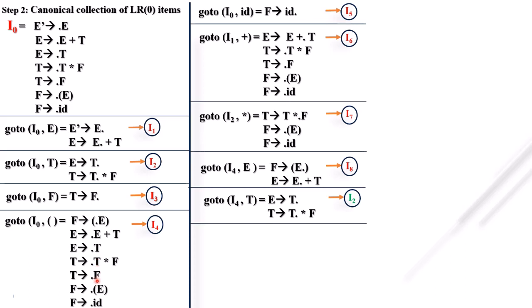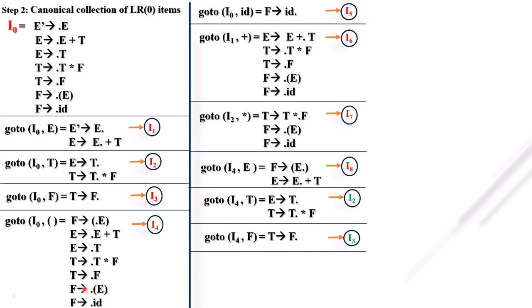Next one is I4 of F. We have to perform the go to operation on I4 of F. When we perform this, we get T tends to F dot. F will be shifted from here to here. So this production is also there in I3. So it is the same production, T tends to F dot, T tends to F dot. So we have to give the name I3.